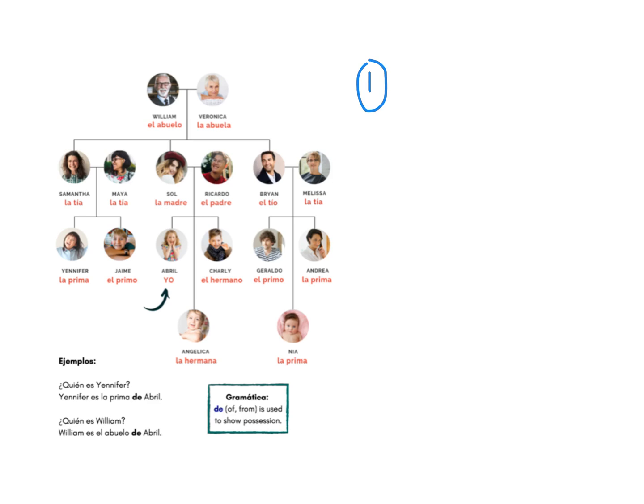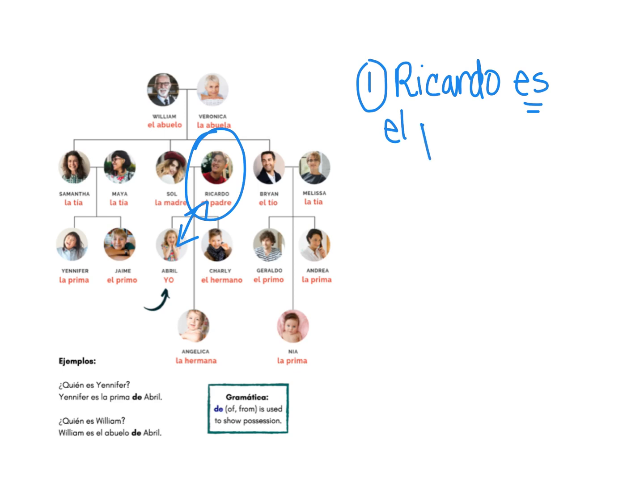For example, I can say Ricardo, and you can see here that Ricardo is going to be her father. Ricardo es, I'm using is, el padre de Abril. And I'm using de instead of an apostrophe S to show possession. I'd like for you to go ahead and write out 5 sentences from this family tree before we move on to talking about your own family.